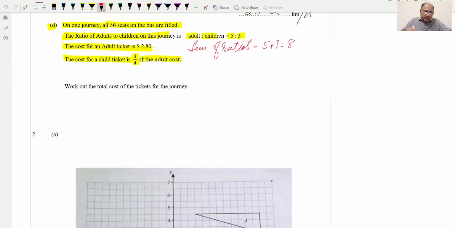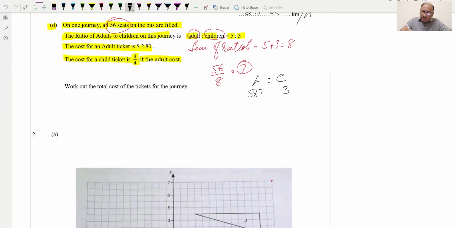Now 56 is the total seats. So 56 divided by 8, we can check, this will be 7. Now 7 will be multiplied by the ratios, and we can write this to check how many adults will be there and how many children will be there. So we will take the ratio of adults to children, and this is 5:3.